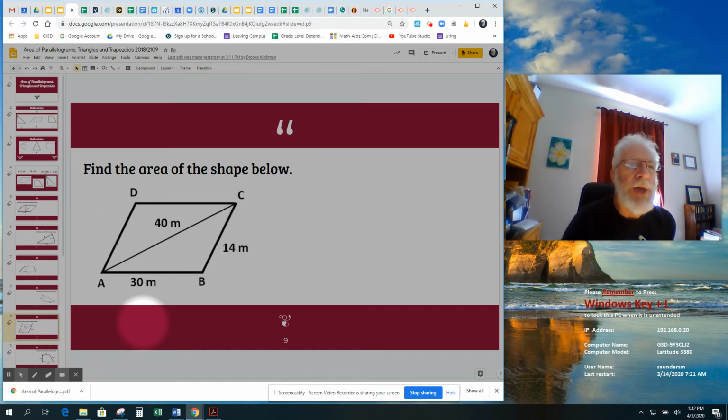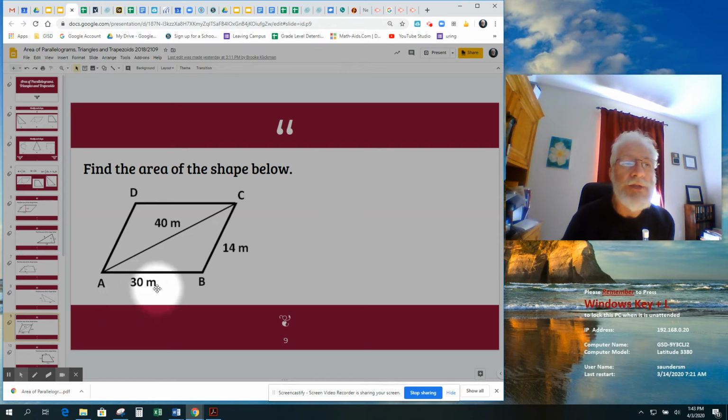So we need to know base times height. So the area of our parallelogram is base times height. Now, let's see. Do we know what we need to know? I don't see anything on this picture that says that there is a perpendicular measurement to either one of the bases. So I don't know if this 14 is the perpendicular or if it's the measure of this side. So I'm going to say we don't have enough information.